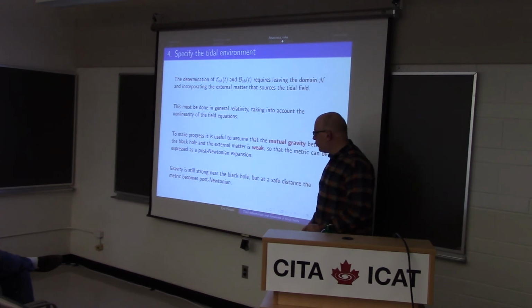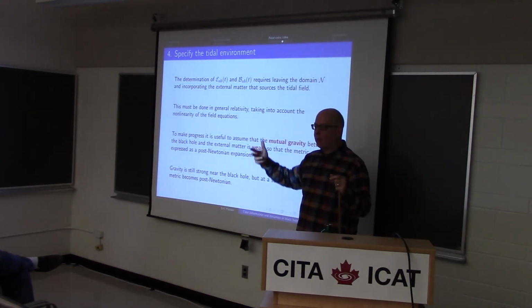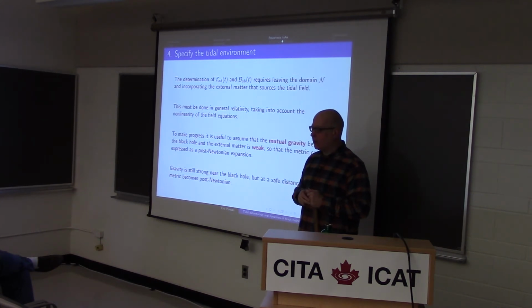The way out for me is to assume that the mutual gravity between the external matter and the black hole can be weak and can be described in terms of a post-Newtonian approximation. I'm not saying that the gravity is weak around the black hole. I'm obviously not saying this, but I'm saying that the mutual gravity between the black hole and a companion can be weak.